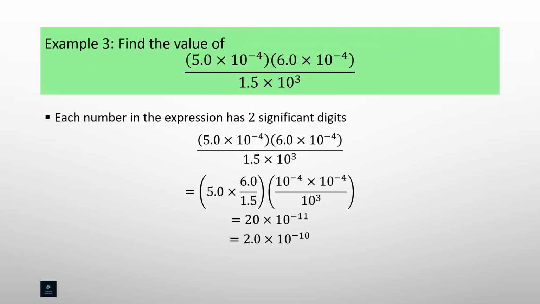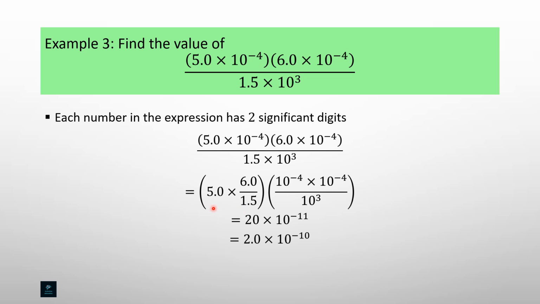In this problem, we are required to find the value of this expression. Each number in this expression has two significant digits and they are represented in scientific notation. Since only multiplication and division is involved, we can group the base terms together and the exponent terms together. Therefore, grouping the base terms, we get 5.0 times 6.0 divided by 1.5, and grouping the exponent terms together, we get 10 to the power minus 4 times 10 to the power minus 4 divided by 10 to the power 3.